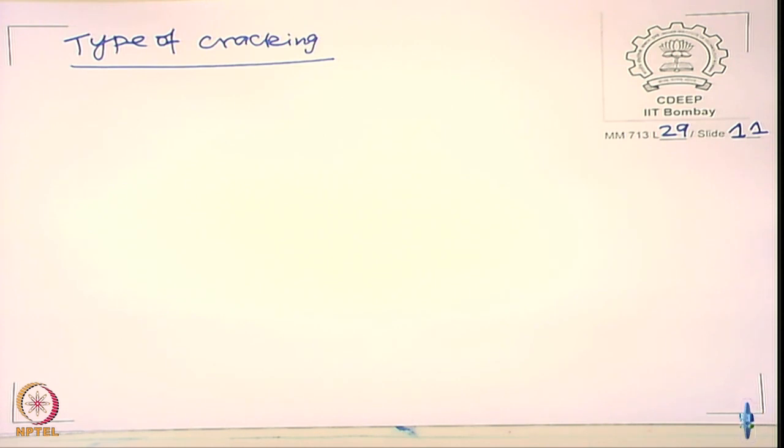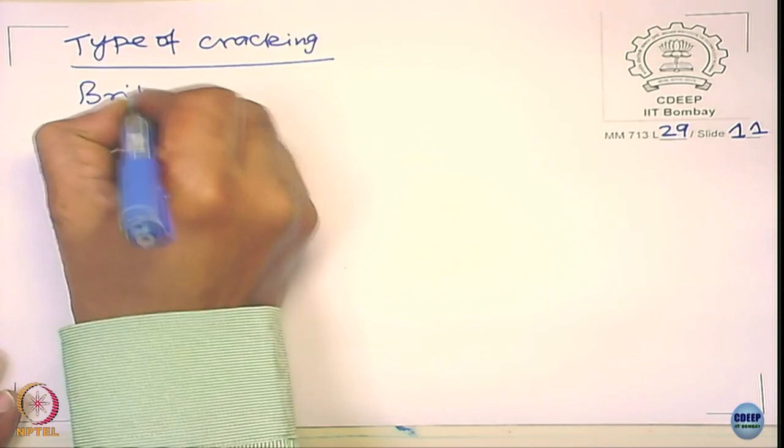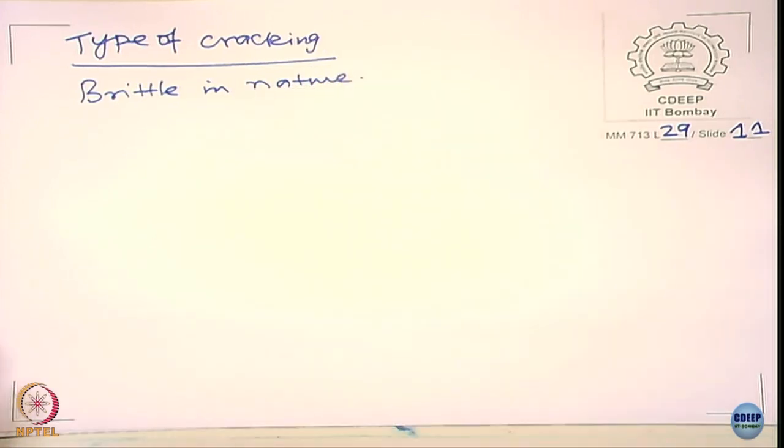Whatever be the types of cracking, the cracking is always brittle in nature. Brittle is a very qualitative term. It is very difficult to define what brittle is. I do not think anything can be 100% brittle, and you cannot say anything is 100% ductile. So, it is a character of the material actually. What do you mean by brittle as opposed to ductile? Let us look at it from the perspective of what happens to the metal when you deform it.